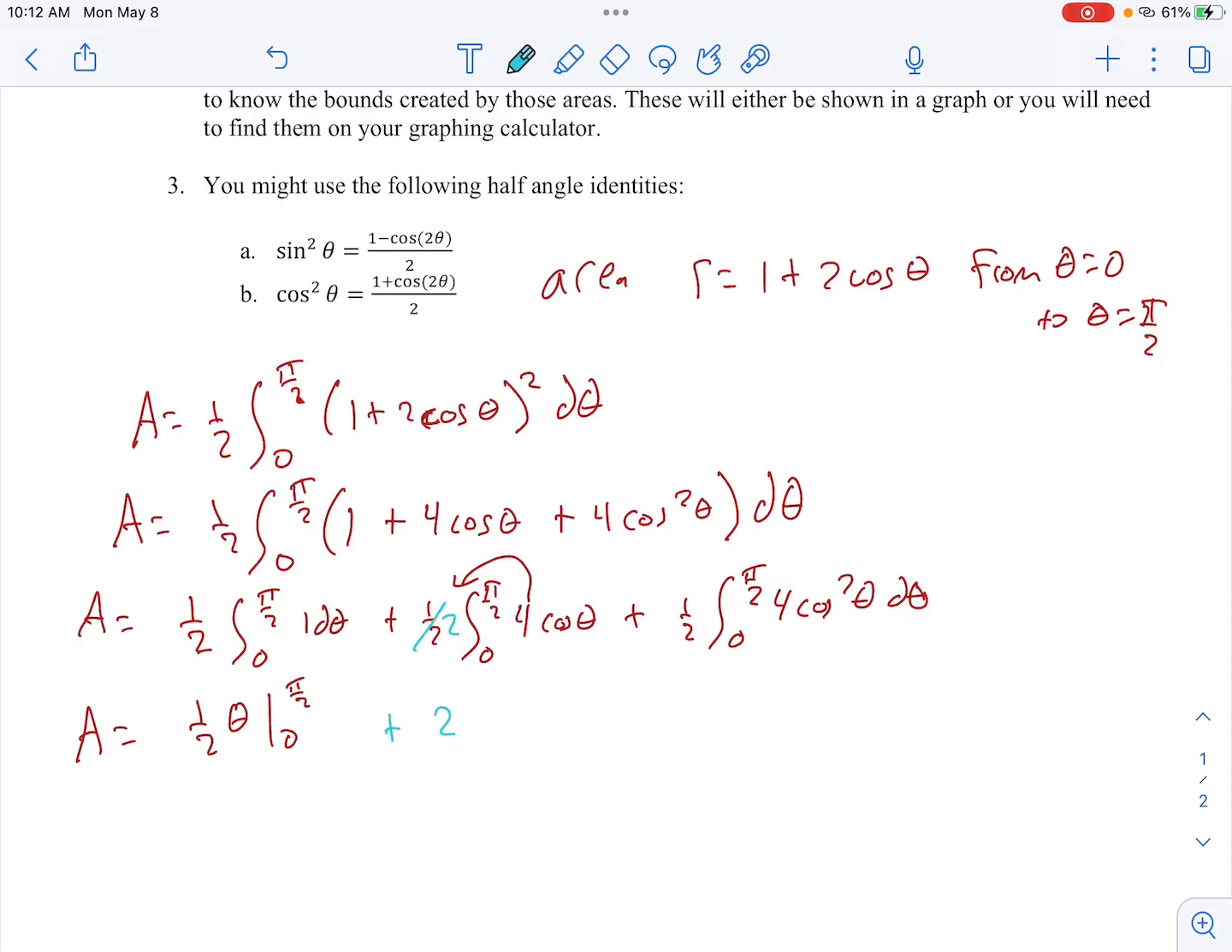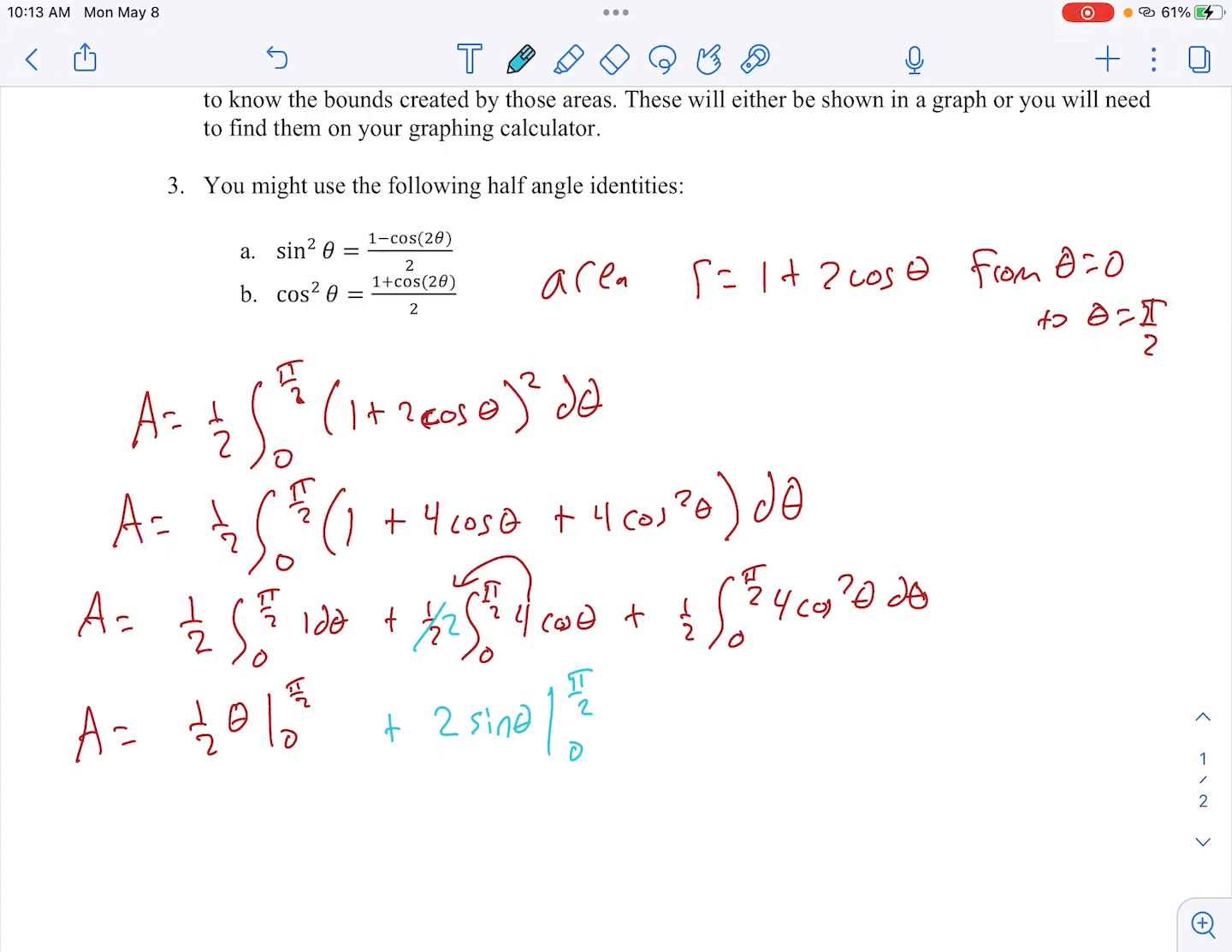So this is going to be plus 2 times the integral of cosine. The antiderivative of cosine is sine theta. And, oops, no d theta. That's going to go from 0 to pi halves, so 2 sine theta from 0 to pi halves.